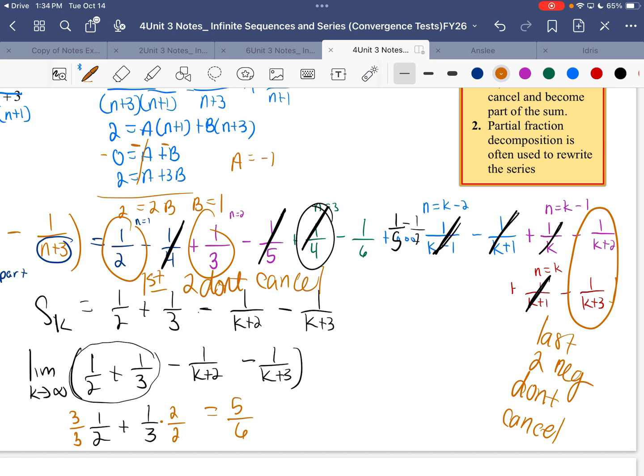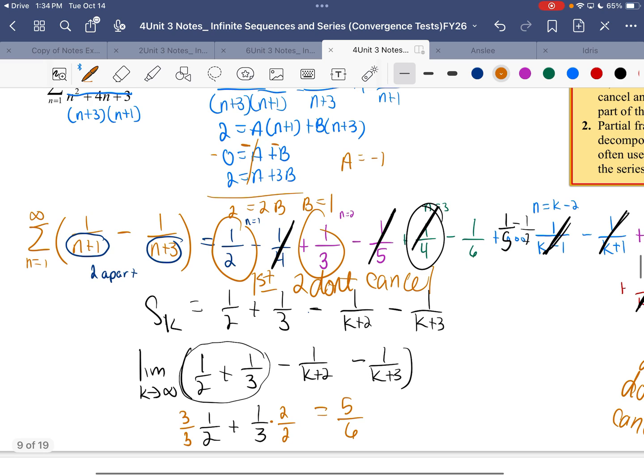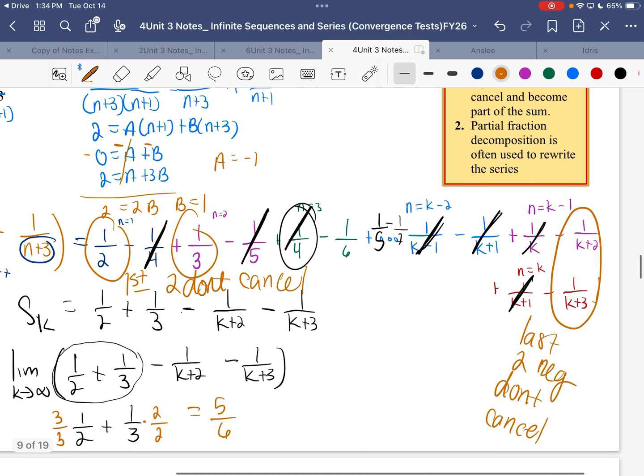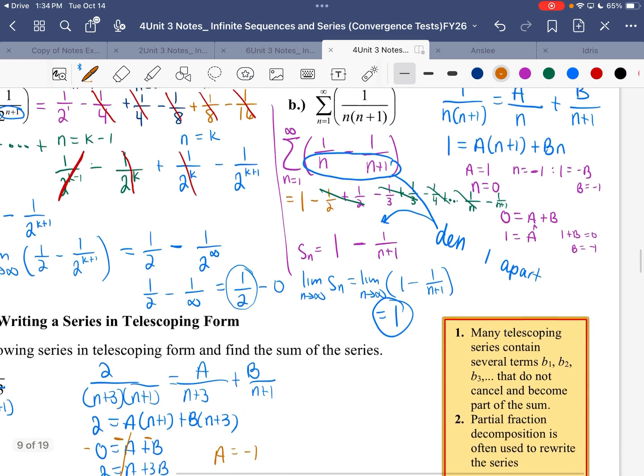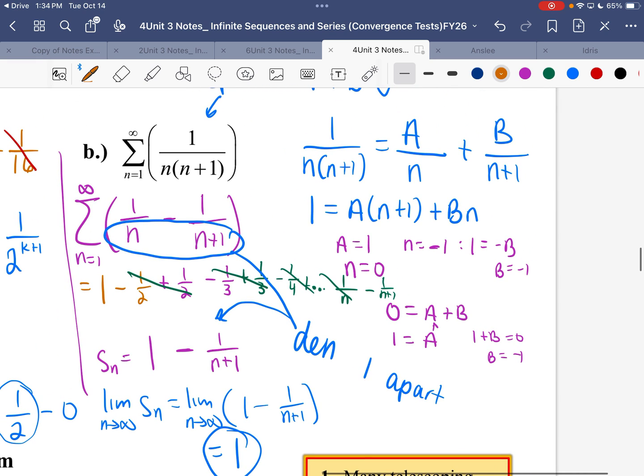Should you find the pattern, you always have to just plug in numbers until you see something? I mean, I personally knew the first 2 were not going to cancel. One, I've done this enough times, but also because they're 2 apart. Like the n plus 1 and the n plus 3 is 2 apart. So the first 2 positive things, if I plugged in, are not going to cancel. And then the last 2 negative things are not going to cancel. Versus on this one, they were 1 apart, so the first term didn't cancel, and the last term didn't cancel. But basically, it's always going to add up to the numbers at the beginning of the series.